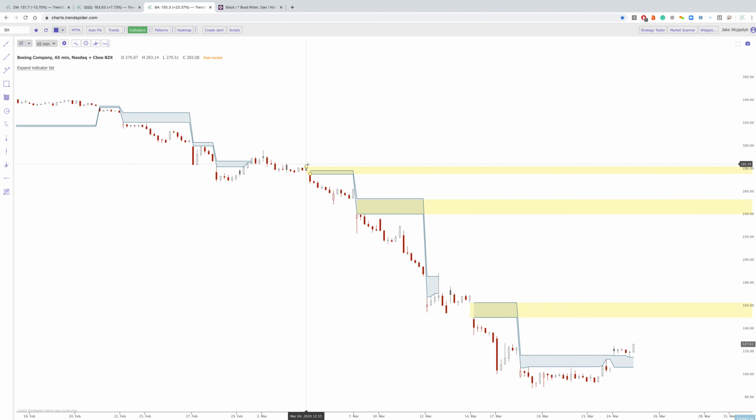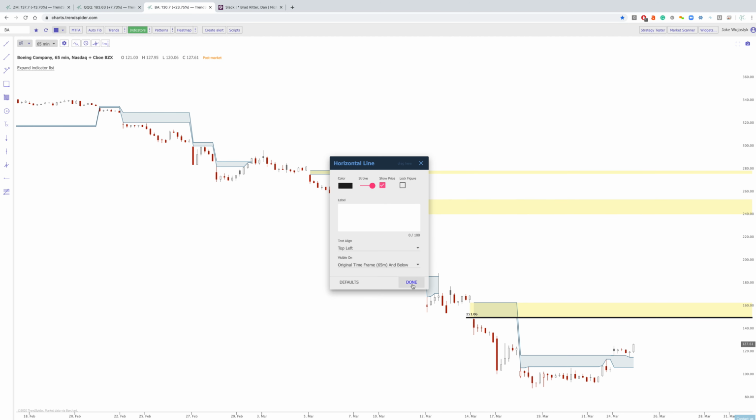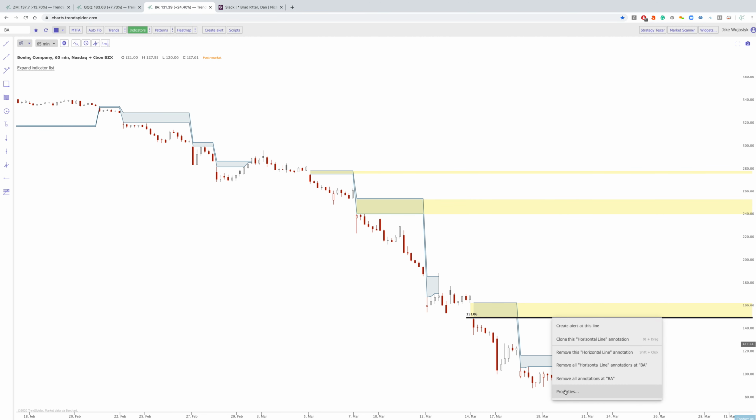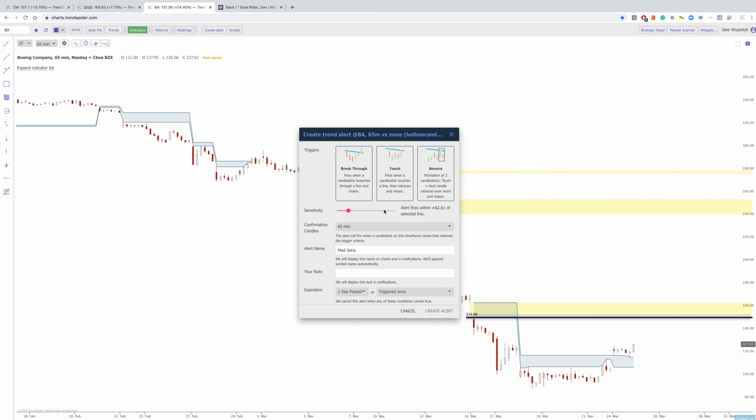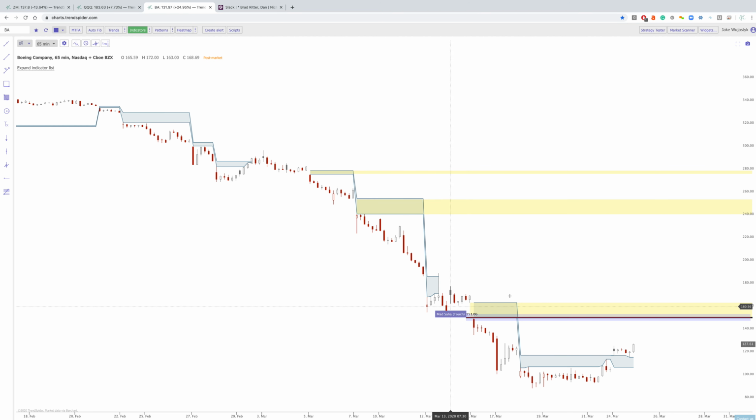So what you can do is, you can, let's say, create a line here. Say, right around this area, make it thicker, and then we can create an alert here. And we can add a little sensitivity, meaning the price doesn't have to hit exactly at that line. And then we can say whenever the price touches this area, I want to be alerted. Let's be alerted until 5 days have passed. So now I've got my area above.